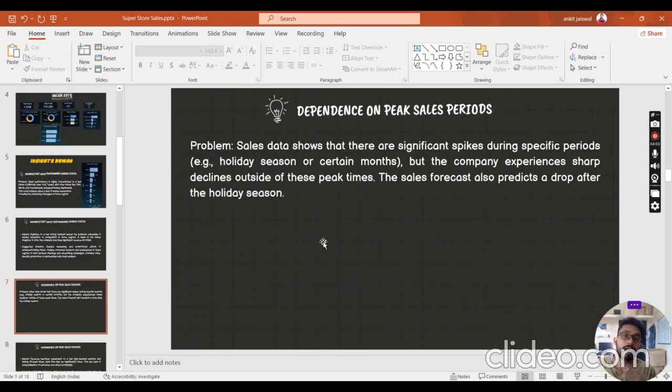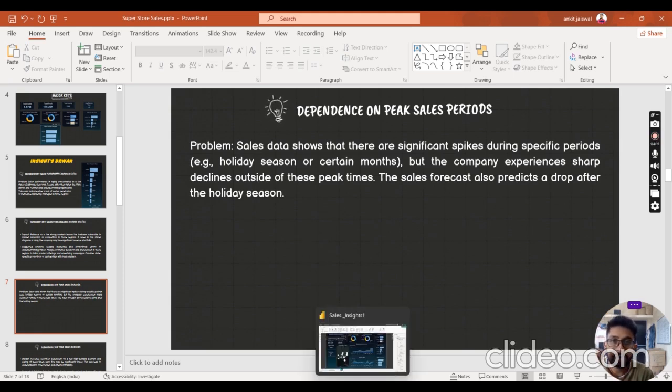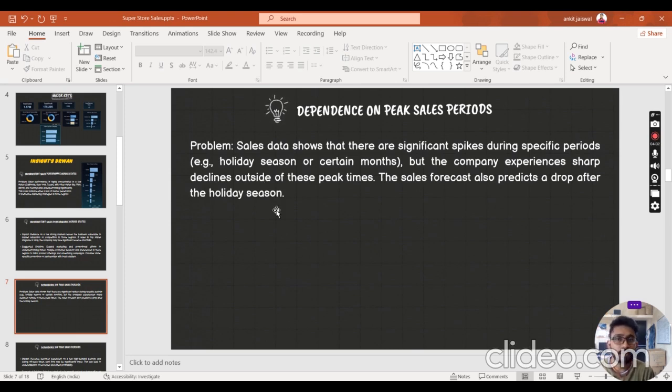Our next insight drawn was dependence on peak sales periods. If you can see, sales data shows that there are significant spikes during specific periods, for example during holiday seasons or certain months, but the company experiences a sharp decline outside these peak times. It is obvious that on some holiday periods or occasions we have a good number of sales, but compared to the whole year, apart from these occasion periods, we are not able to perform very well.